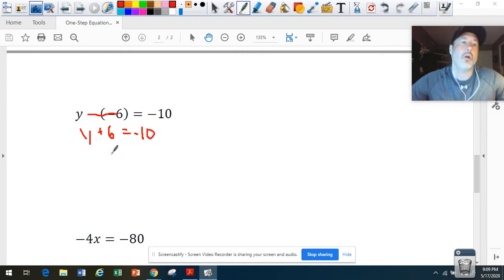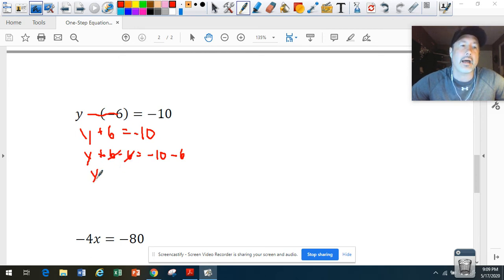Okay, now what's the opposite of positive 6? Negative 6, or we're subtracting 6. So we have to subtract 6 on both sides. So y plus 6 minus 6 equals negative 10 minus 6. Okay, we know that the plus 6 minus 6, those cancel. Okay, clean up our garbage here.